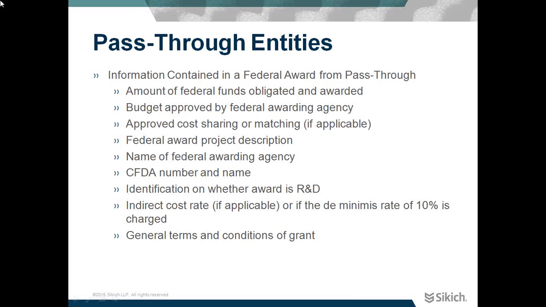If there is an indirect cost rate, you do have to note what that rate is, if it's applicable, or, if it's just a de minimis rate of 10%, you have to include that as well. And then finally, the general terms and conditions of the grant. That's where a lot of times you'll see the compliance requirements or allowability of costs, things like that, that would fall into the general terms of that grant.